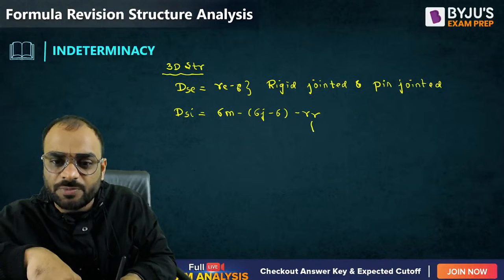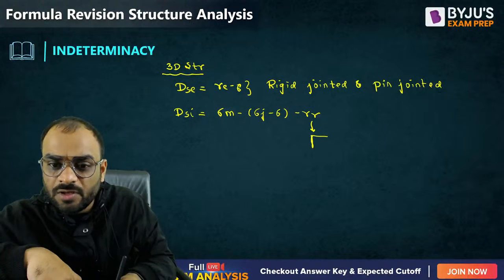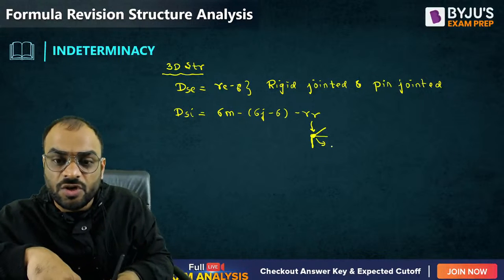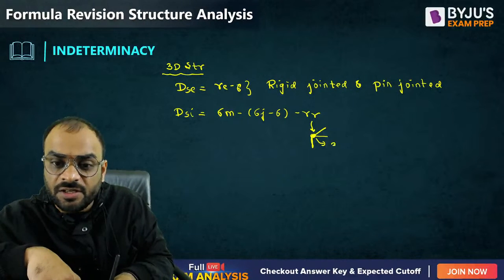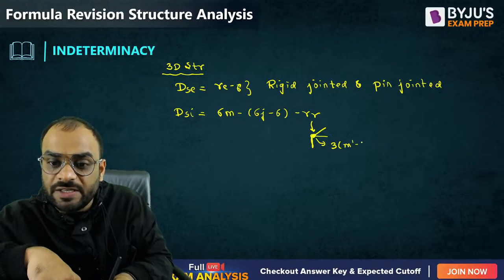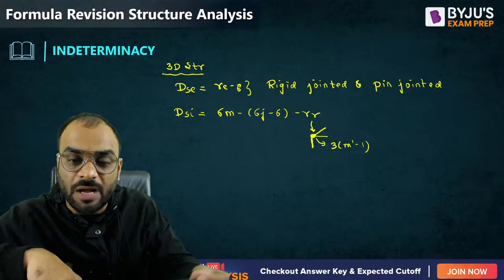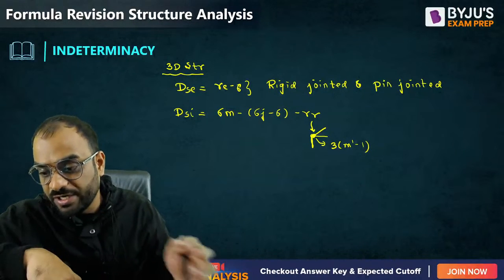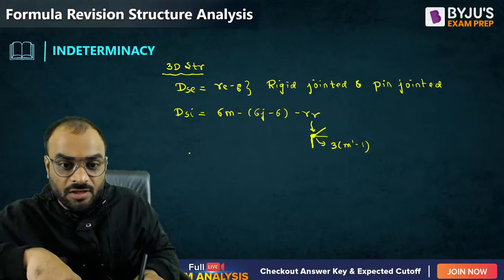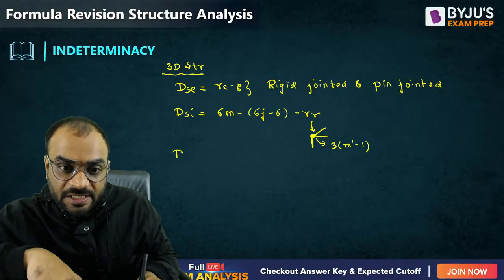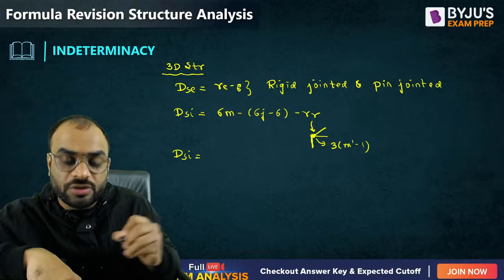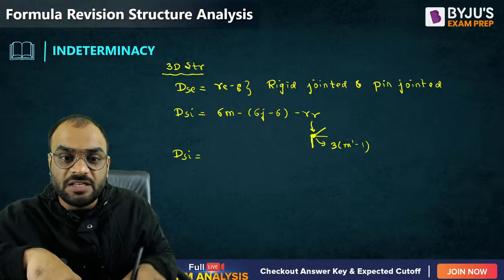So guys, let us suppose you have an internal hinge, right, like this. For this particular internal hinge, how many reaction releases are there? It will be 3 into M dash minus 1. What is M dash? M dash is the total number of members meeting at that particular joint.